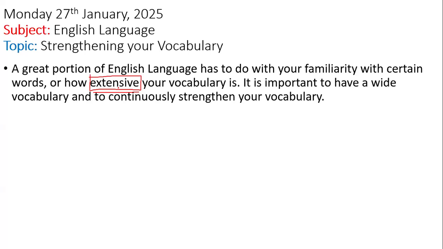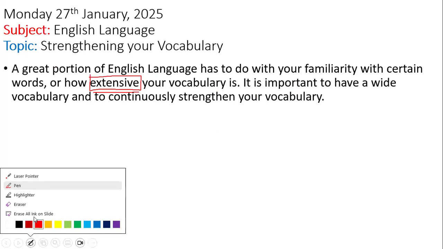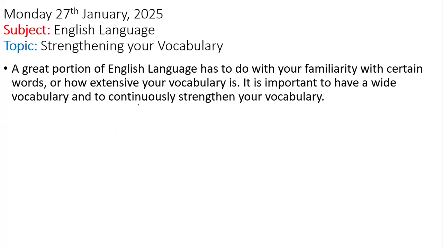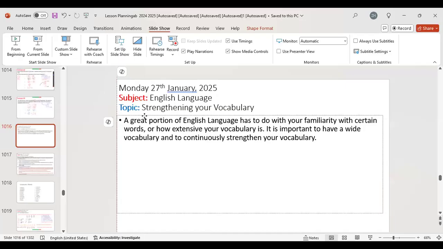So write this down. A great portion of English language has to do with your familiarity with certain words or how extensive your vocabulary is. It is important to have a wide vocabulary and to continuously strengthen your vocabulary. So that's what we're going to be doing. I'm looking at tonight how we can strengthen our vocabulary, right? And so that's what we're going to be looking at tonight.